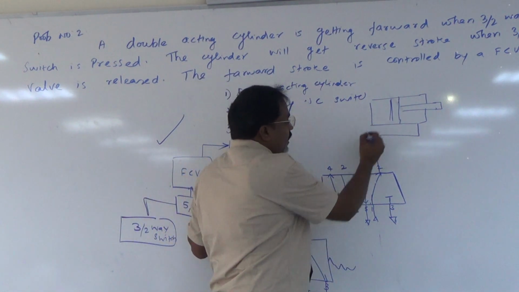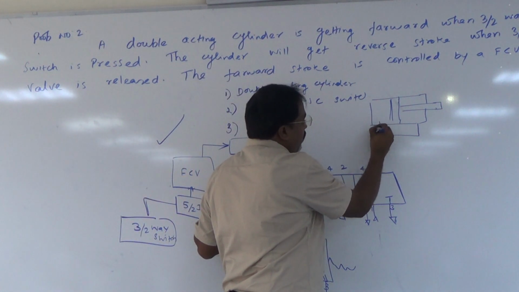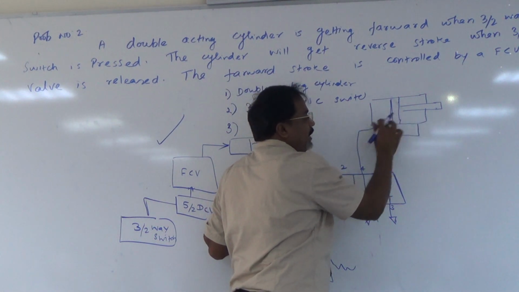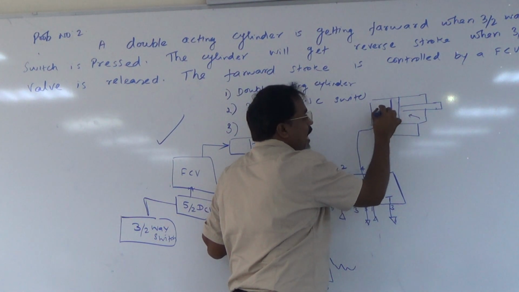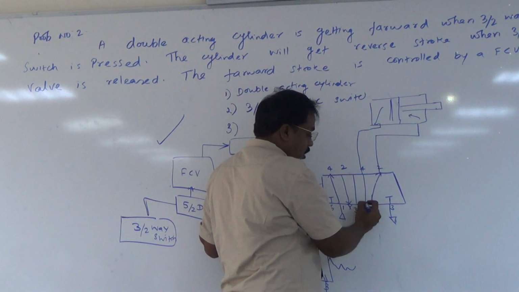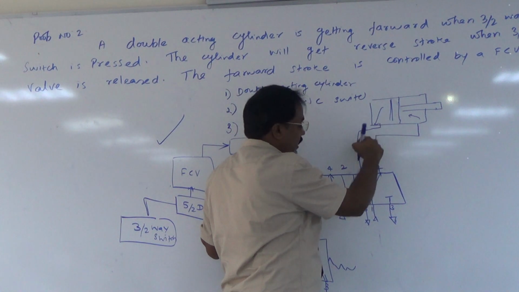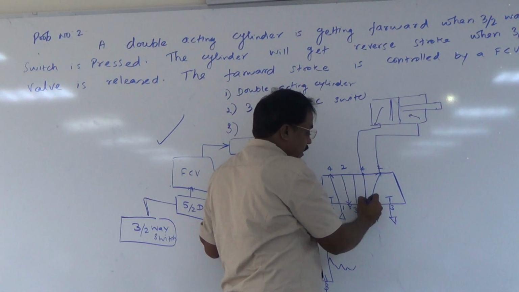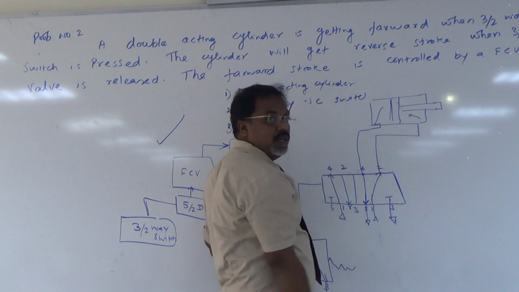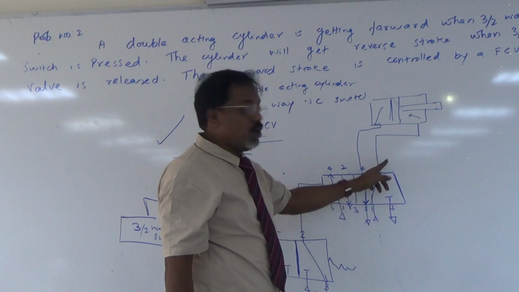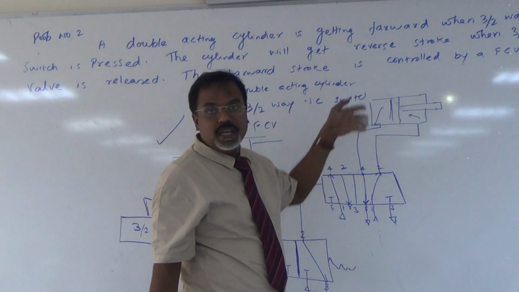So the left side part, what will happen? This will come to exhaust. So when you are going to apply the air here, this air will come to exhaust. So that's why this exhaust port is connected here. So you have to connect with the exhaust port, that is the arrow mark down. See, the arrow is down, so that is for exhaust. Arrow mark up is inflow.